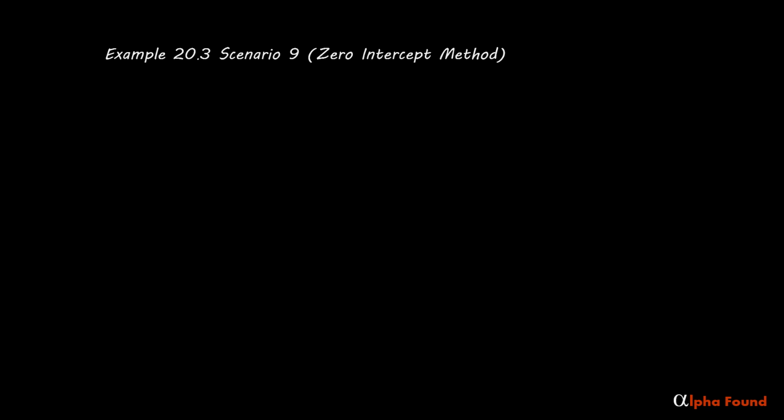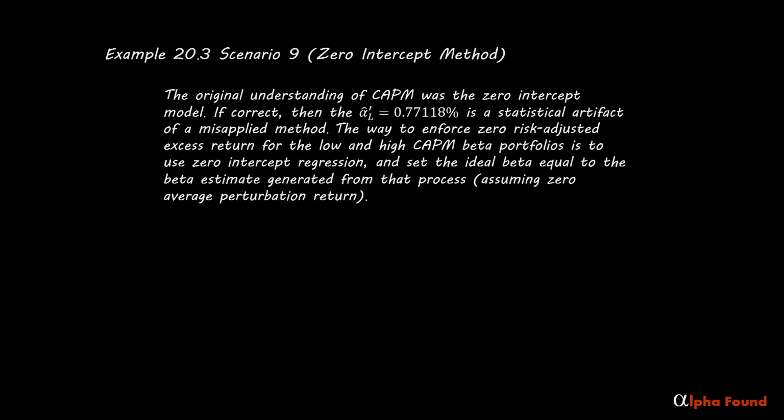Example 20.3, Zero-Intercept Method. The original understanding of CAPM was the zero-intercept model. If correct, then the estimated low alpha of 0.77118% is the statistical artifact of a misapplied method. The way to enforce zero risk-adjusted excess return for the low and high CAPM beta portfolios is to use zero-intercept regression and set the ideal beta equal to the beta estimate generated from that process, assuming zero average perturbation return. This method will be discussed further in a later video. For now, we will continue with the example.